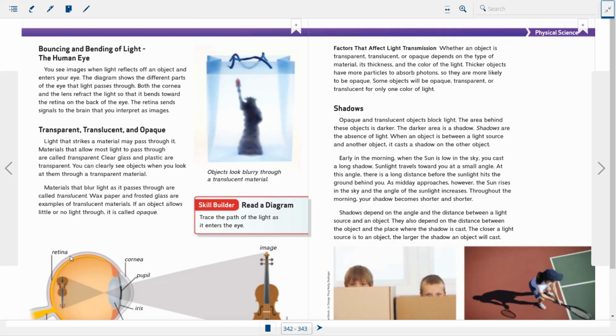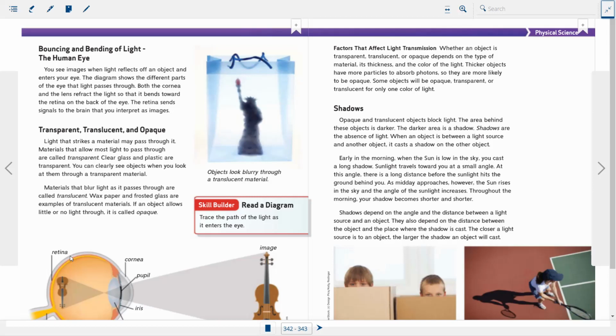Shadows. Opaque and translucent objects block light. The area behind these objects is darker. The darker area is a shadow. Shadows are the absence of light. When an object is between a light source and another object, it casts a shadow on the other object.